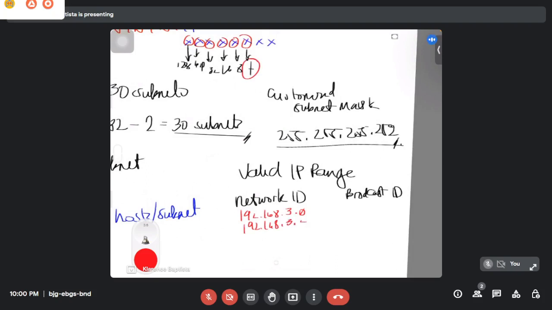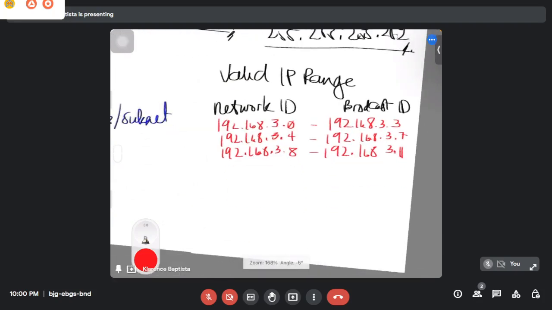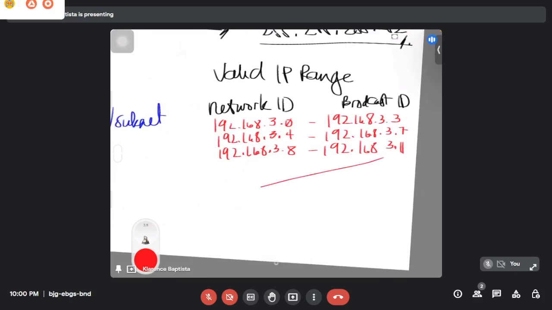So we have the next one would be 192.168.3.4. Okay, so 192.168.3.8. Okay, so broadcast ID is 192.168.3.3. So 192.168.3.7. So we have 192.168.3.11. So, okay, kunin natin yung pinakalast. We have 192.168.3.255.